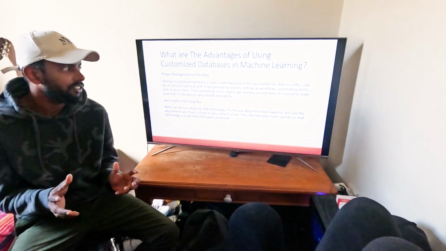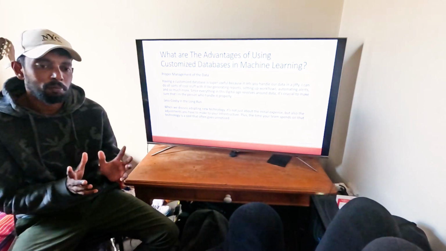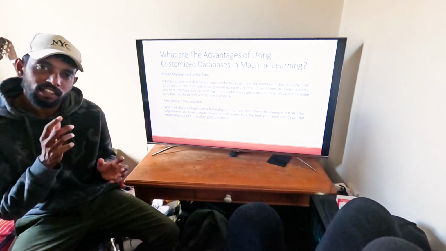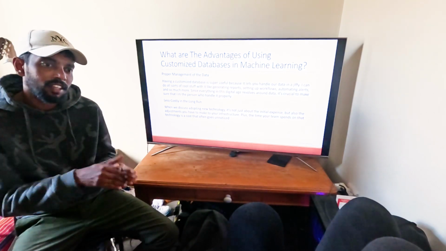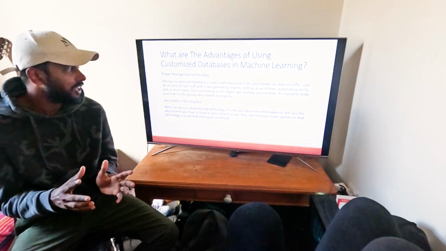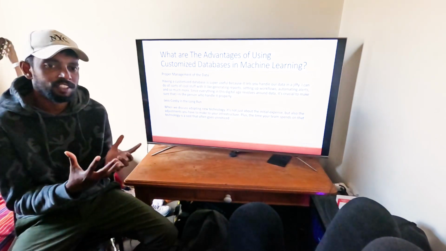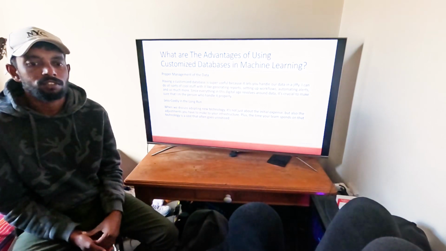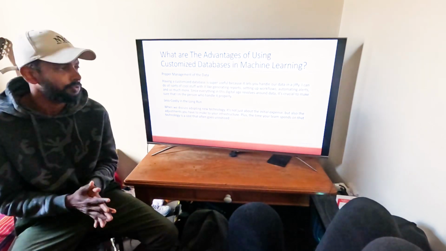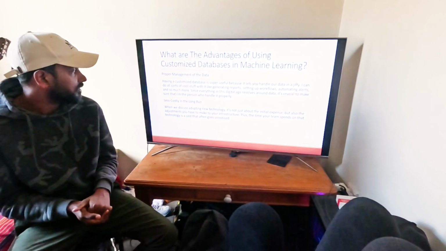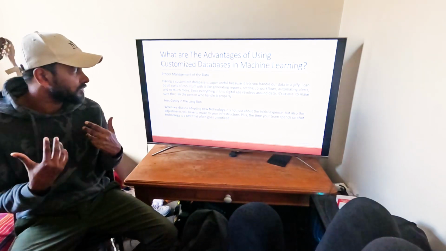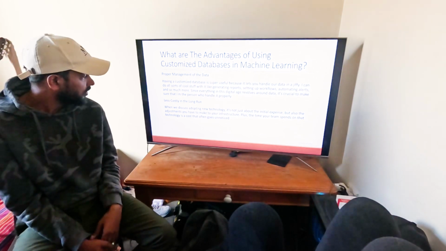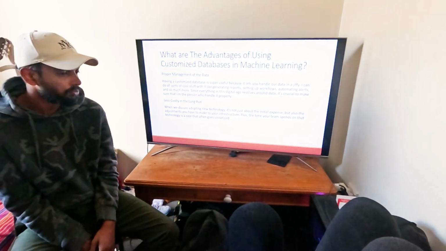So we have proper management, a proper set of rules to insert and retrieve data, and manage the data sets. Proper management of data is very useful for machine learning, because machine learning is all about data. So it is crucial to make sure that the person who handles the data does so properly. So this is the first advantage, and the second one is less costly in the long run.